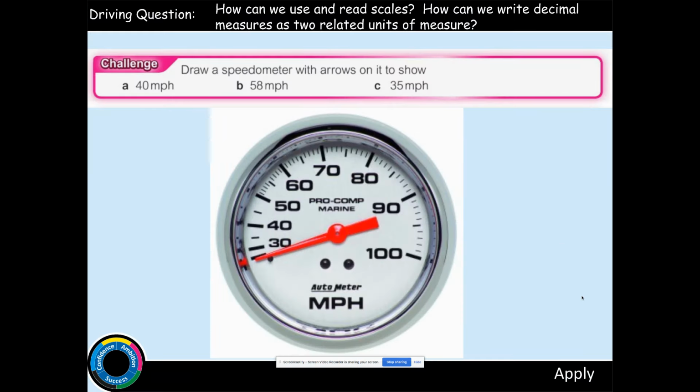Okay, so your final slide, which is a challenge question. Draw a speedometer with arrows on it to show A, 40 miles per hour, B, 58 miles per hour, and C, 35 miles per hour. If you can just find an egg cup or something smallish that you can draw around for a circle, that would be excellent. Otherwise, just try very carefully to draw freehand dials. Press pause, press play when you're ready to see the answers.